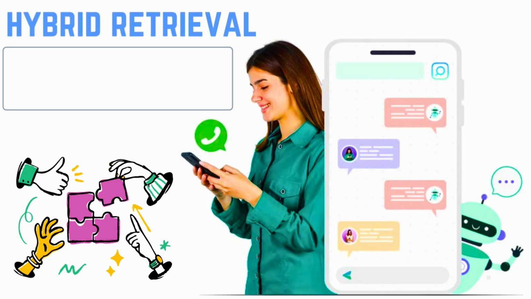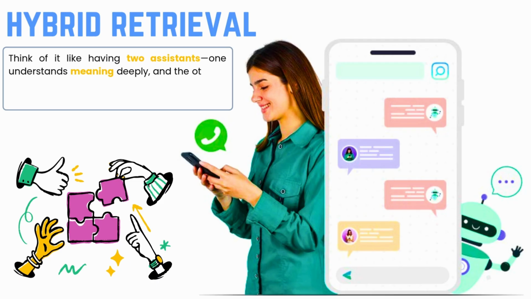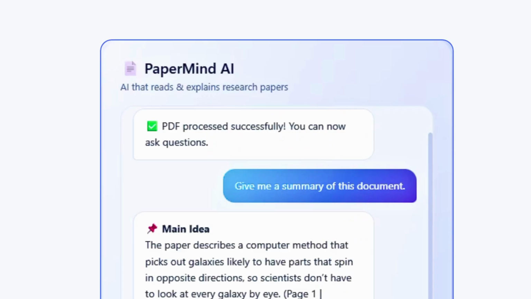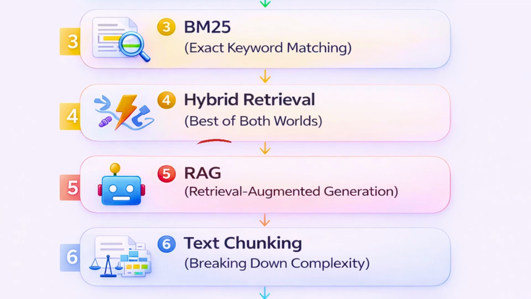Think of it like having two assistants. One understands meaning deeply, and the other is excellent at spotting exact terms. Together, they give you the best answer. This approach is used in real world AI systems because it improves accuracy significantly. In your research paper explainer, hybrid retrieval ensures that the users get both contextually relevant and precise answers. It reduces the chances of missing important information and makes your system feel smarter and more reliable.